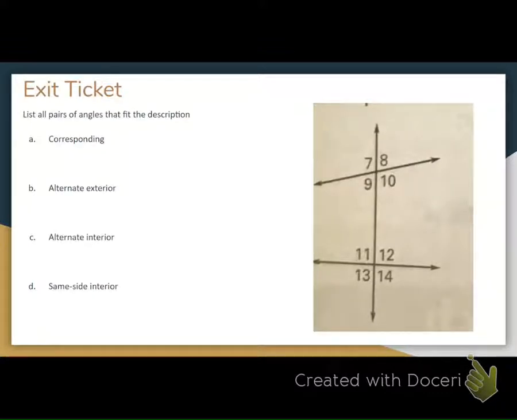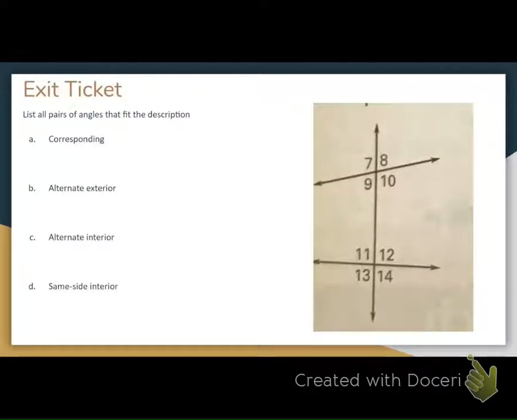Okay, and then our next example is an example on yours. On mine it says exit ticket. It's not the exit ticket, so I'm going to cross that out. It's just example 3. So here we're again going to list all the pairs of angles that fit this description. Once again, I'm going to give you a second to try to name all of these.